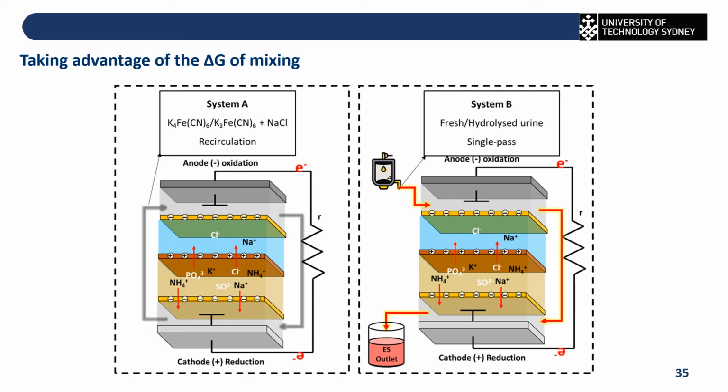One is potassium cyanide plus sodium chloride, which is a very typical electrolyte solution, and then we look at the replacement of this electrolyte using hydrolyzed urine. Also, we just use fresh and hydrolyzed urine as a single pass in the RED system. So how much power can we produce?